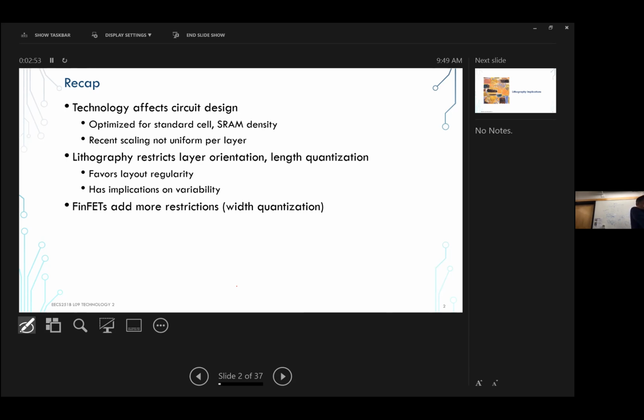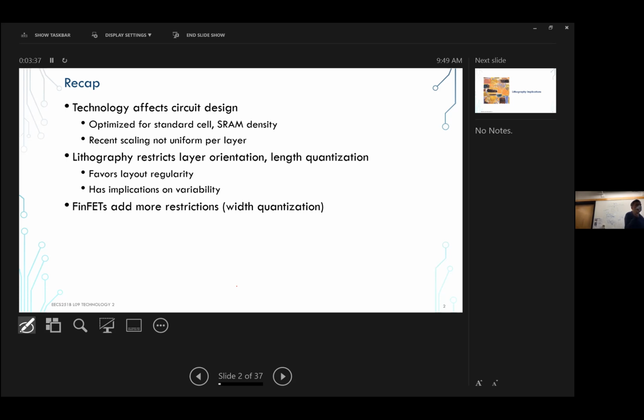We've seen how the market is distributed between different domains, and if they make more than half of the money off the mobile handsets, that's what technology is going to be optimized for. So many of the features added to the technology are optimized for increasing the standard cell density and SRAM, because those are the two biggest things that you'll find in a mobile SoC.